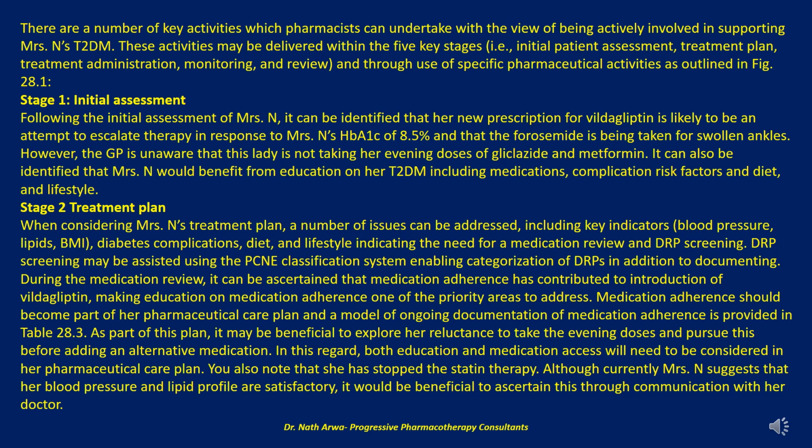Stage 1. Initial assessment. Following the initial assessment of Mrs. N, it can be identified that her new prescription for vildagliptin is likely to be an attempt to escalate therapy in response to Mrs. N's HbA1c of 8.5% and that the furosemide is being taken for swollen ankles.